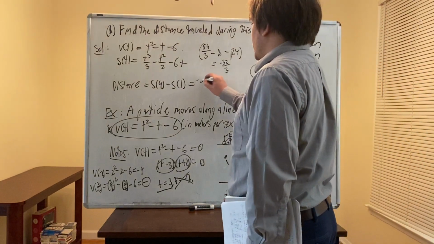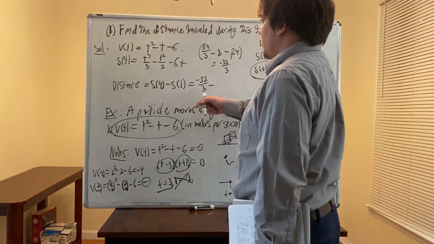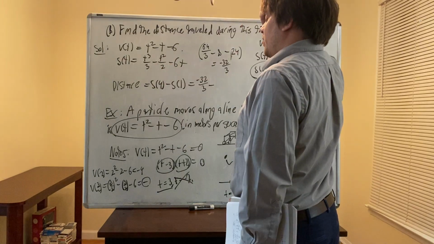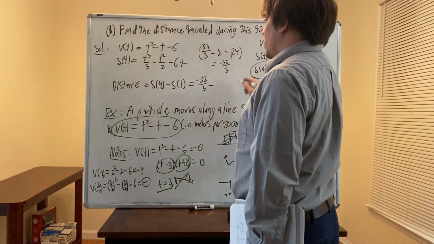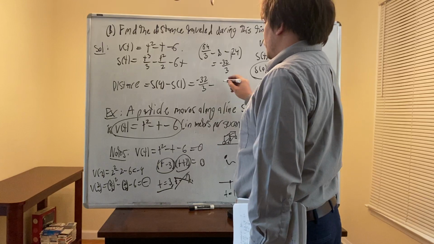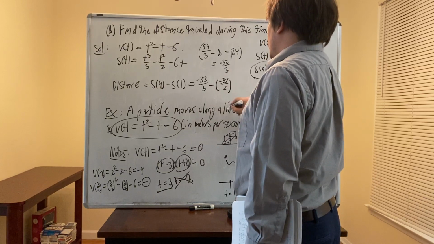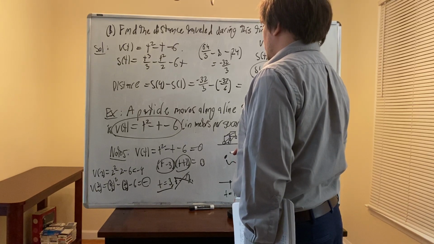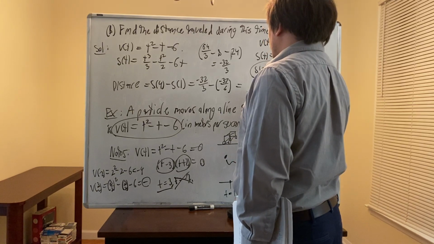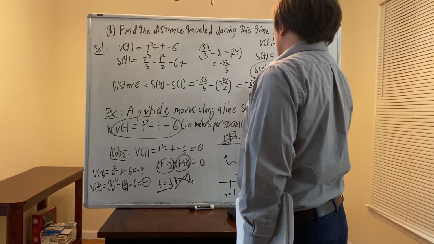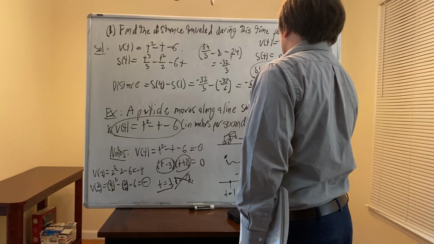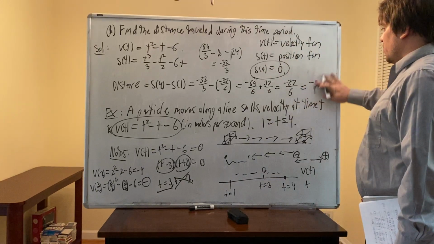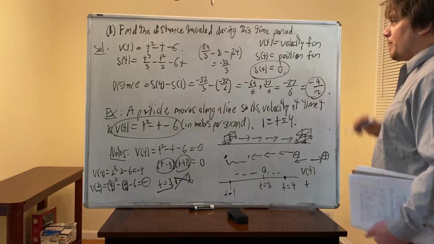And then it's negative 32 over 3 minus, plugging in 1, 1/3 minus 1/2, 2/6 minus negative 1/6, negative 37/6. That's equal to negative 64 over 6 plus 37 over 6, which is negative 27 over 6, which is the same as negative 9/2. Okay, let's keep going.